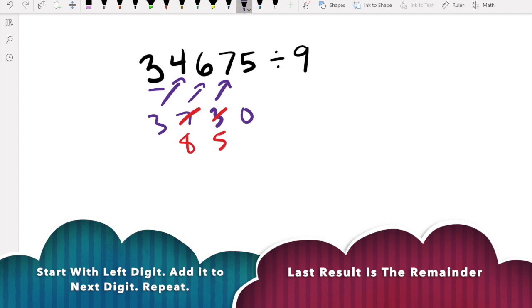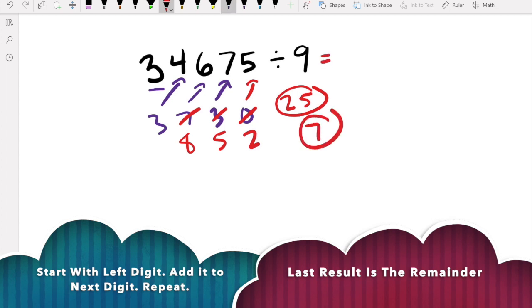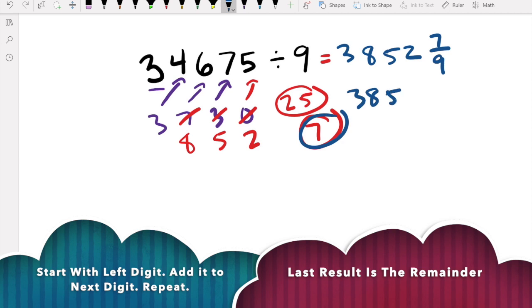And then 20 plus 5 is my remainder. So it's a remainder of 25. And 9 goes in there 2 times. This becomes 2. And then there's going to be 7 left over. So my answer here is simply 3,852 with remainder 7. So you can write that as 7/9, or you can write it as the decimal 3,852.77 and 7s forever.